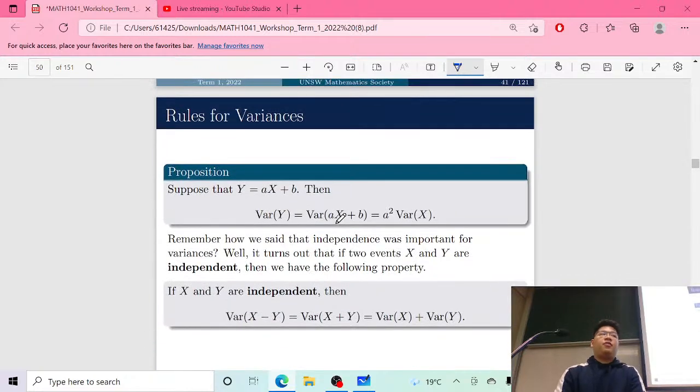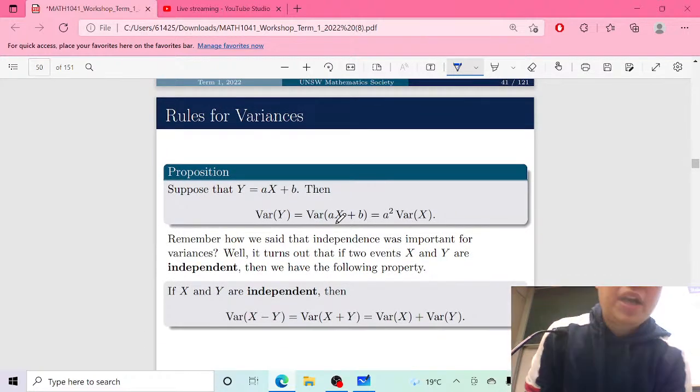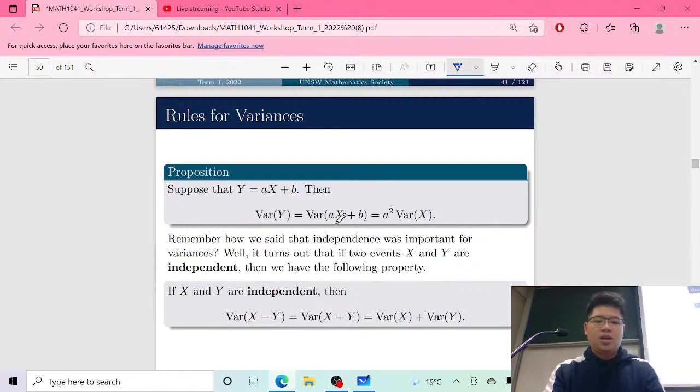Like before, when we had rules for expected values, we actually have rules for variances as well. And here's the rule right here. If you have a new random variable y, which is again a linear combination of the random variable x, the variance of y is just going to be a squared times var x. What does this mean? It means that the variance of b, or any constant in that case, is 0. This is really important. And if you have an ax right here, the a gets squared.